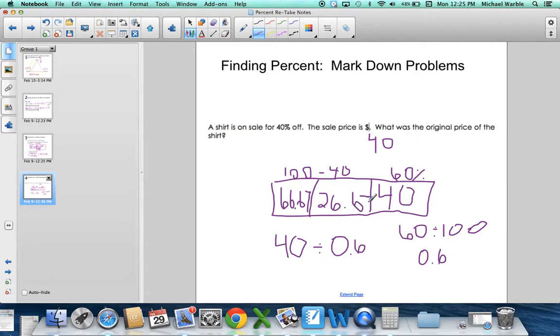Okay? So that's kind of how you do a markdown problem. Just remember, if you're starting with a lower number, you have to make sure you take that percentage, divide the lower number to get the larger number, to find out what 40 is 60% of 66.67. All right? When you're finished, make sure you have the teacher check your notes, and then you can work on practice problems.